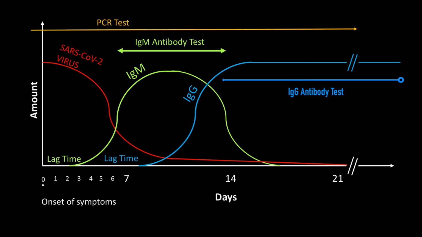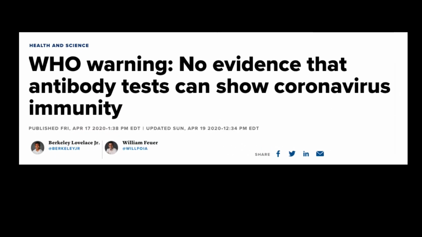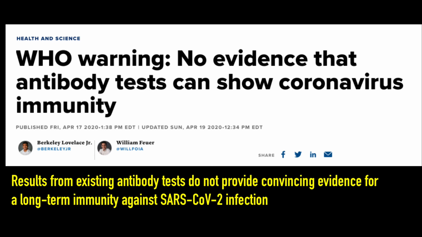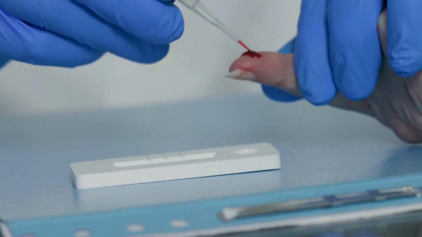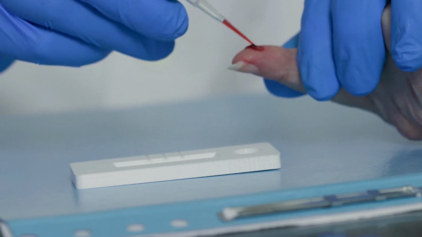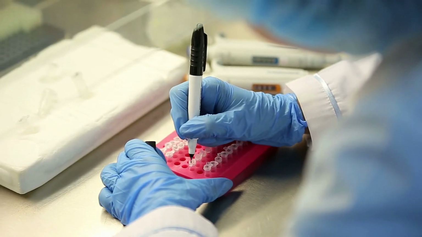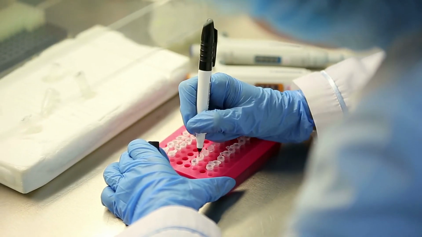However, the presence of IgG antibodies does not really mean that there will be immunity. This may be why the World Health Organization warned about the lack of evidence coming from antibody testing on immunity for the coronavirus. This statement or warning must be corrected or revised. It should be stated that the current antibody tests cannot provide convincing evidence for the presence of immunity against the SARS-CoV-2 virus. Existing antibody tests currently on the market do not detect neutralizing antibodies. However, such tests are available at individual laboratory levels.